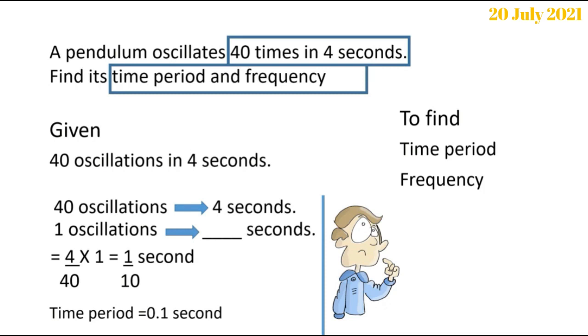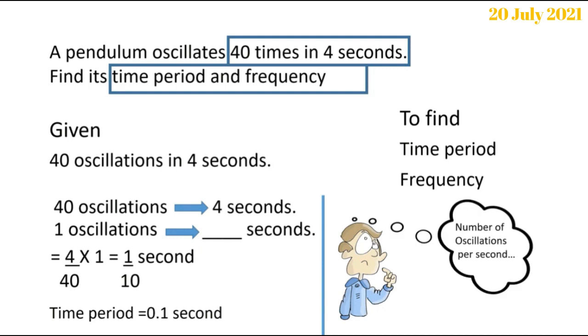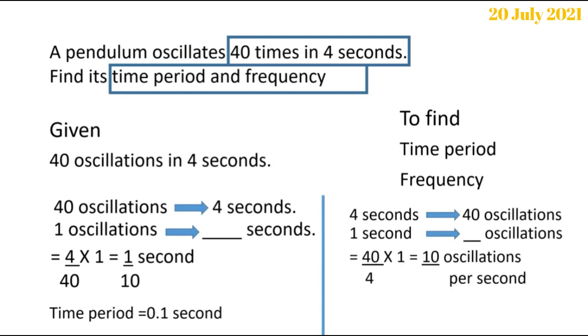Right? Now, next is frequency. Keep thinking how to find out frequency. You should know the definition of frequency: simply, the number of oscillations per second is frequency, and you have to find out the number of oscillations per second. So what is given is 4 seconds. How many oscillations? 40 oscillations. And in 1 second, simple, 40 divided by 4 into 1, 10 oscillations per second. And that's equal to 10 hertz.